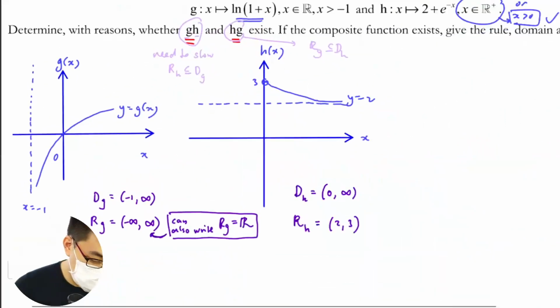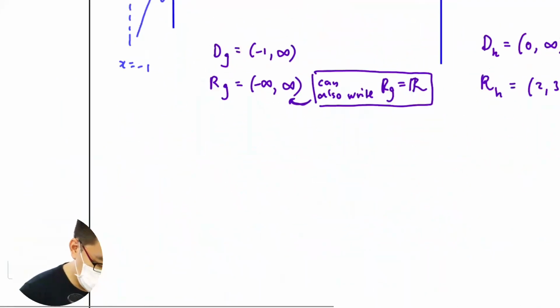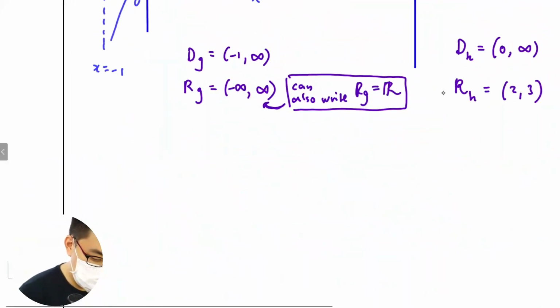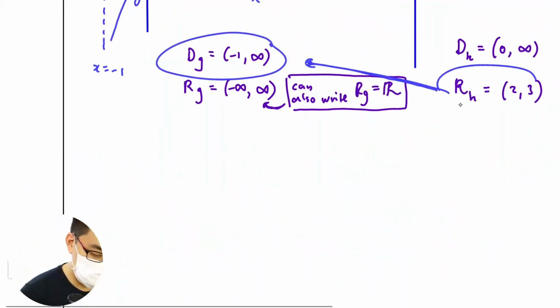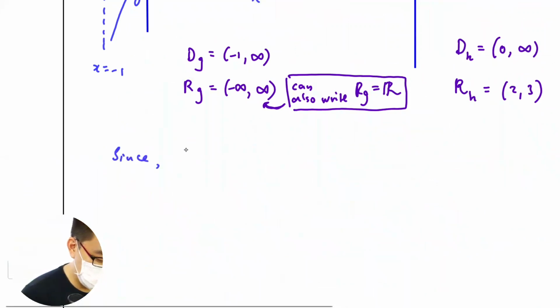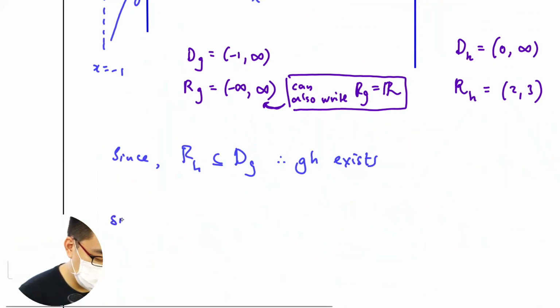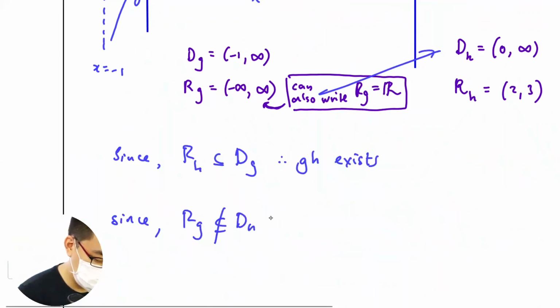So the range of G, whether it can be contained within the second guy there. Okay, so we look at this. To show GH, we see whether range of H, can this be accommodated inside here? Minus 1, 2 to 3, can I? Obviously can, right? So since range of H can be accommodated inside the domain of G, hence GH exists. Since range of G cannot be accommodated into the domain of H, hence HG doesn't exist.